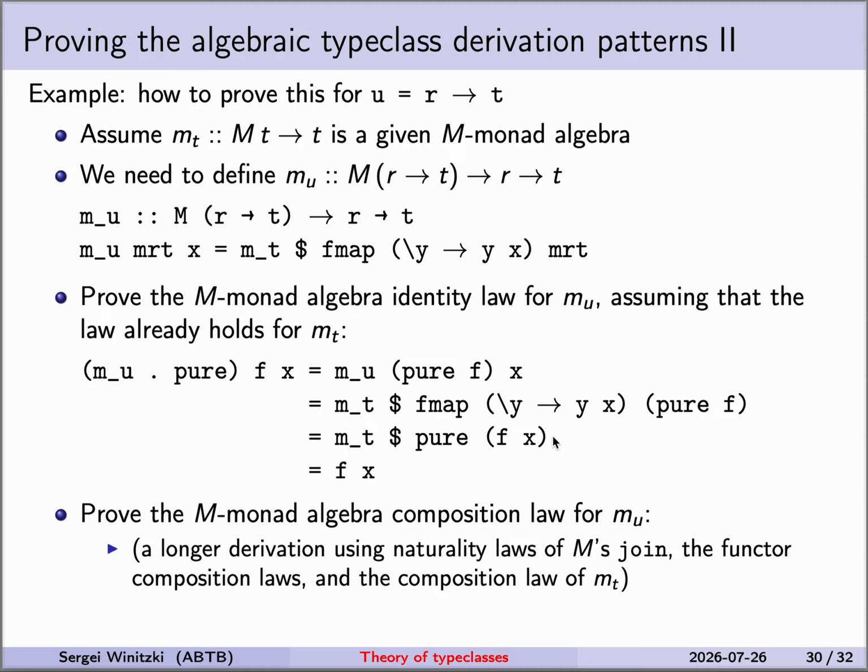And similarly, we prove that the composition law also holds for mu. Now it's a significantly longer derivation. You need to use other naturality laws. You need to use the functor composition laws. You need to use also the composition law of mt. And I have done it in my book, and I'm not going to show it here because it's just longer.